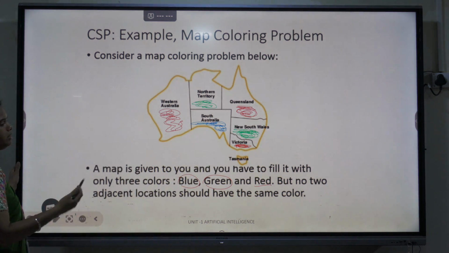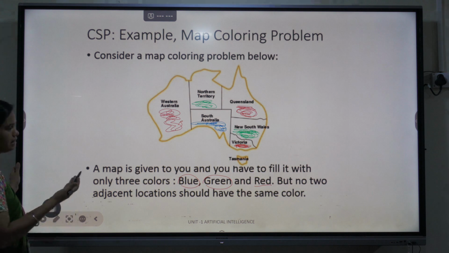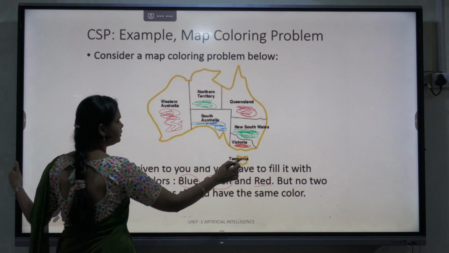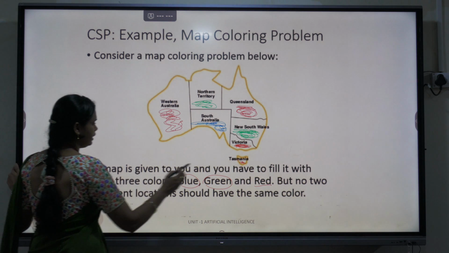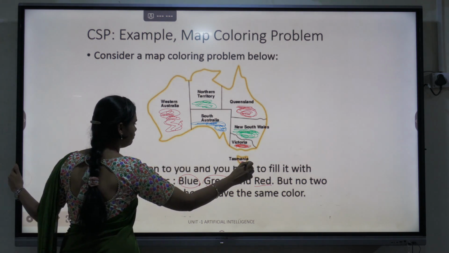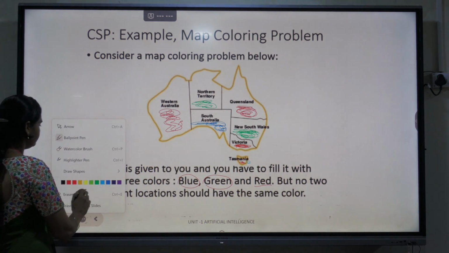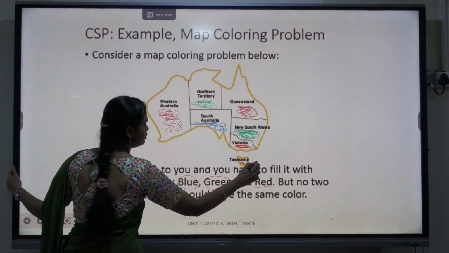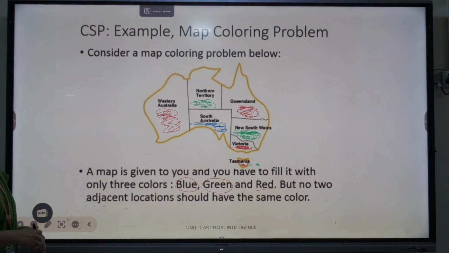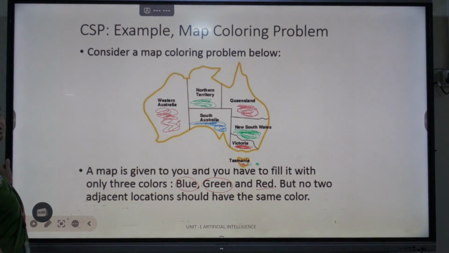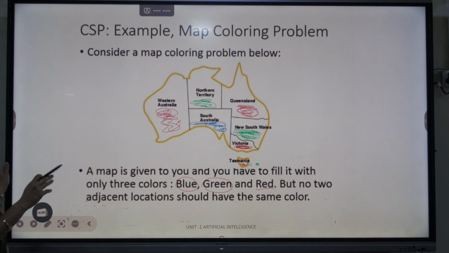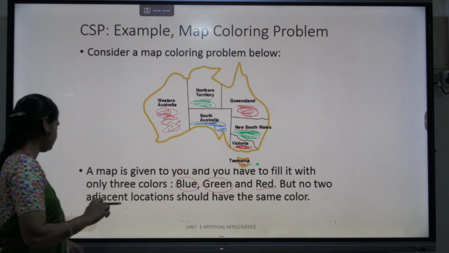Now coming to Tasmania. Tasmania is completely separate from the given map, so you can fill it with either red, blue, or green, because it is not adjacent to any node. As it is not adjacent, you can fill any one of the colors. So this is how you can fill the map coloring problem from the given constraint.